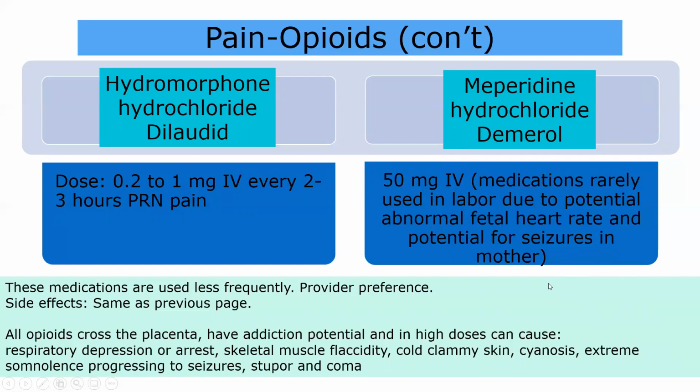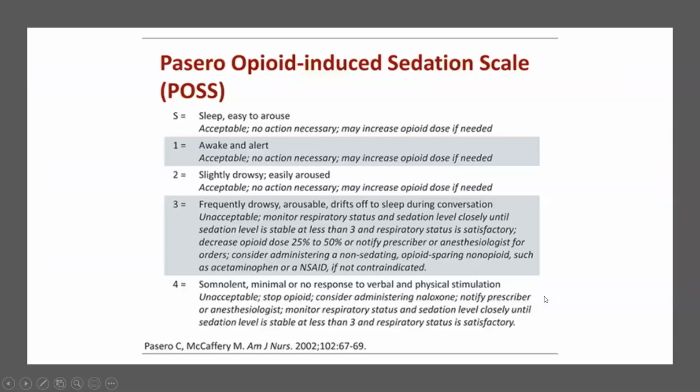Side effects are the same as the previous page, and they all have the potential to cause respiratory depression or arrest in both mom and newborn, if the newborn is born shortly after administration. We should be doing some sort of sedation scale on every mother that we're giving opioids to, and this is an example of what that sedation scale is.